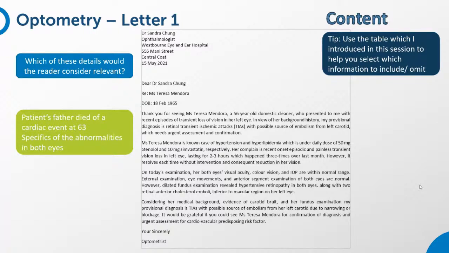Another tip for content is that the table I've shown you at the start of the optometry section is a really helpful tool in summarizing all the details which need to go into the letter and help you to avoid missing anything important.